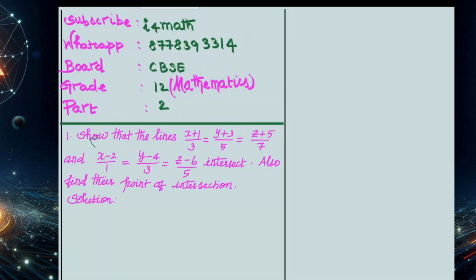Show that the lines (x plus 1) divided by 3 equals (y plus 3) divided by 5 equals (z plus 5) divided by 7, and another line (x minus 2) divided by 1 equals (y minus 4) divided by 3 equals (z minus 6) divided by 5, intersect. Also find the point of intersection. Solution.